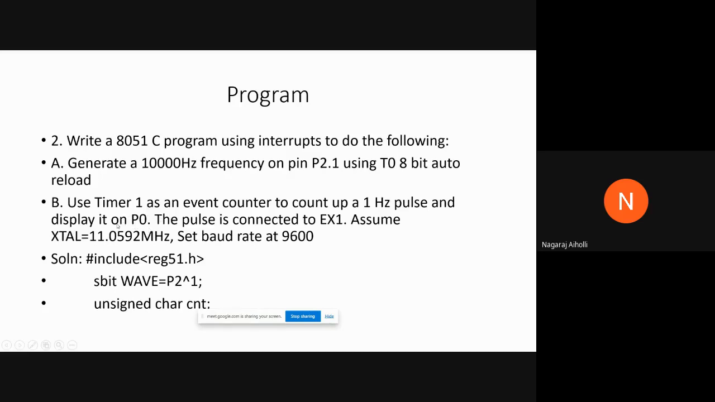Timer is acting like a counter and the count value should be displayed on P0 port. The pulse is connected to external interrupt 1. So this 1 Hz pulse is also connected to the interrupt. That means when the interrupt occurs, the count value is counted and it will be displayed on port P0, and it will interrupt the main program. Here they have asked to assume external crystal frequency is 11.0592 megahertz and the baud rate is 9600.